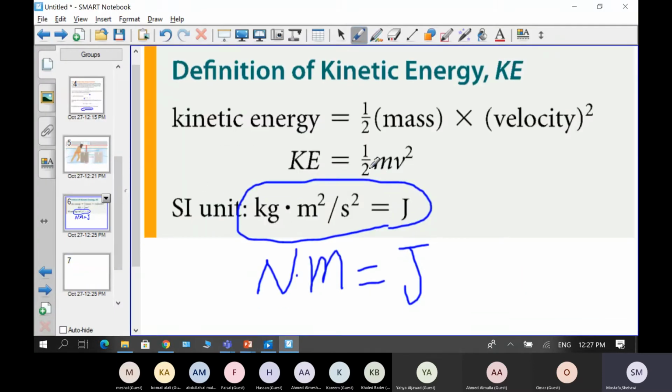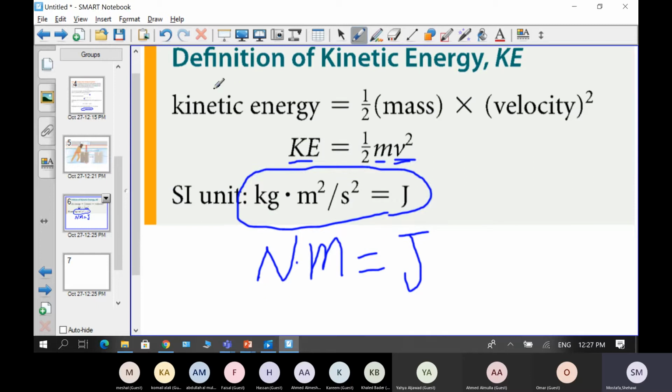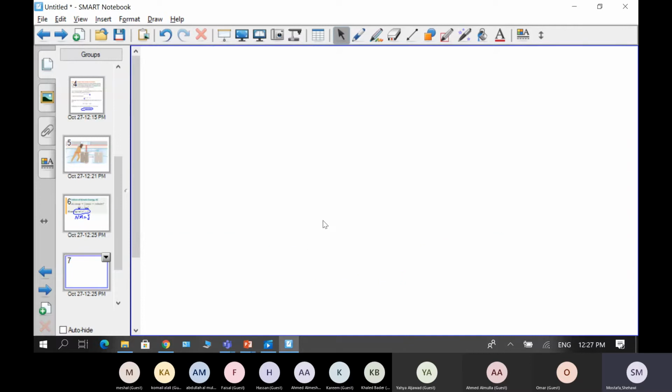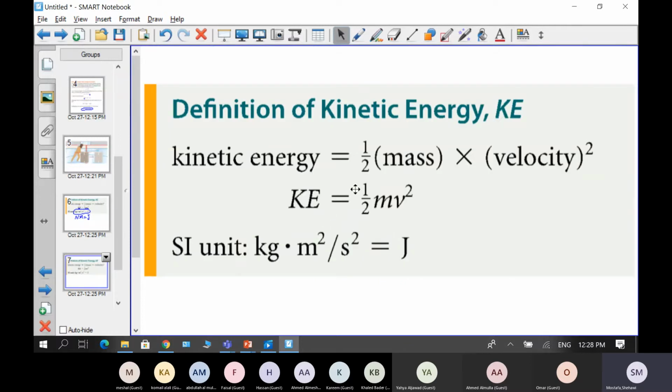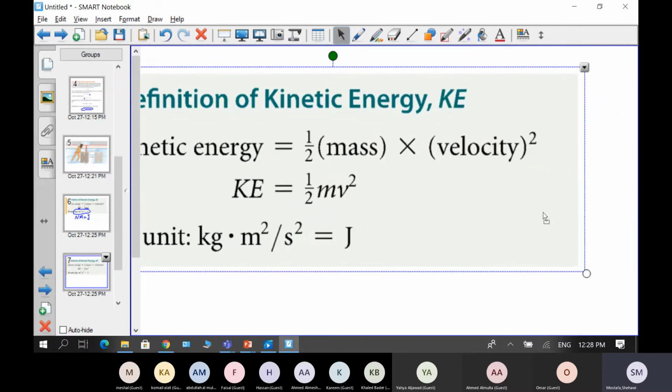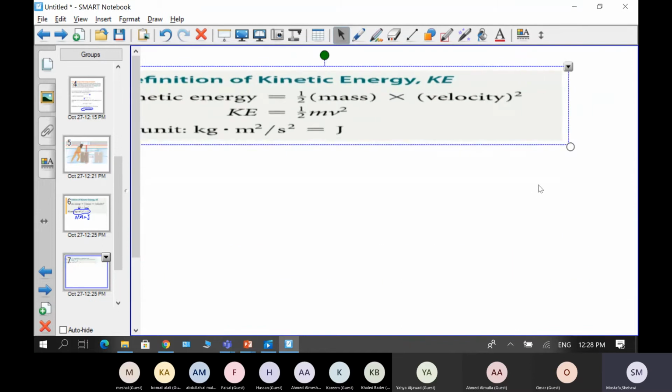From this one, we find that kinetic energy is directly proportional with mass and directly proportional with velocity square. Let's take this one and put it here. From the second row, the relation between both of them.